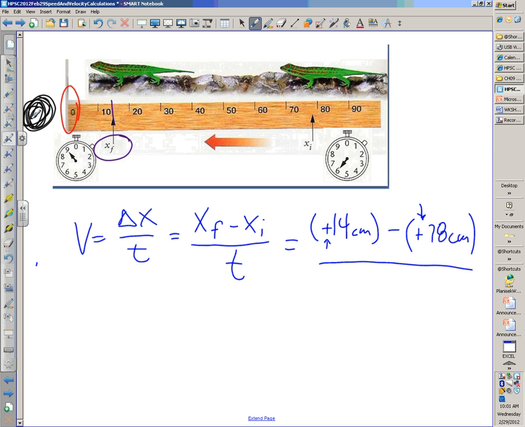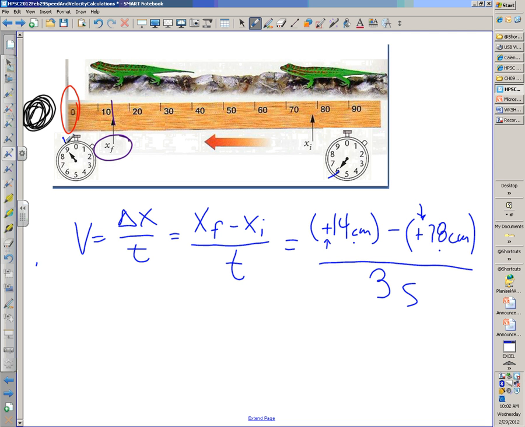Final position, 14 centimeters, positive. Initial position, positive 78 centimeters. What's the time frame that goes by here? 3 seconds. But I thought it was 7. Starts at 6, ends at 9, right? So there's the initial time, there's the final time.